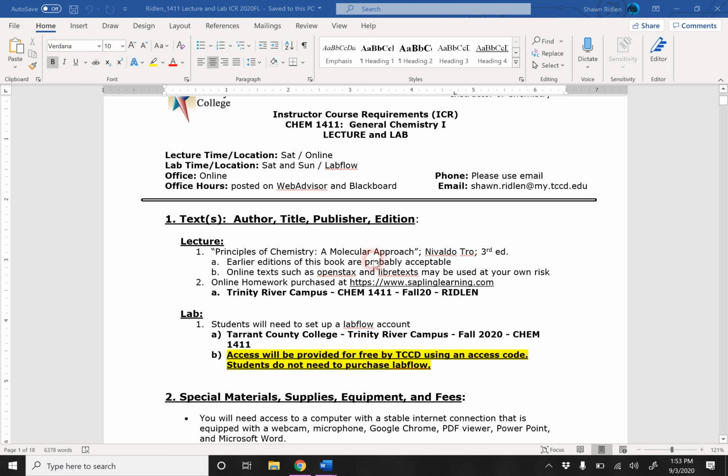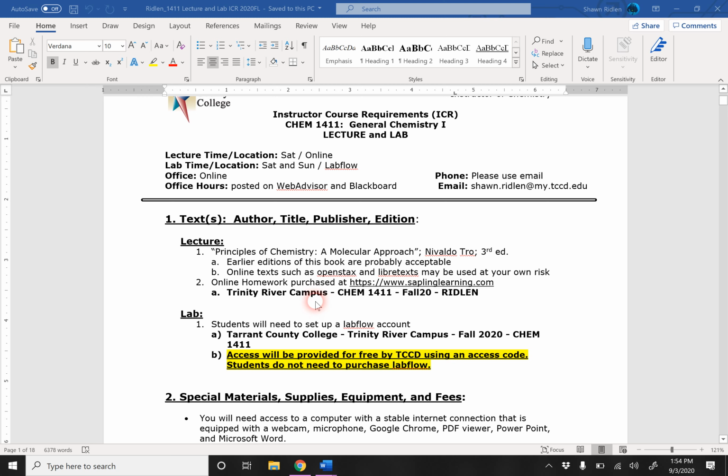And again, I do recommend these OpenStax and LibreText, but use those at your own risk because the chapters aren't necessarily going to be in the same order. And just to let you know what these are, they are a collaboration of many textbooks, and they've picked the best stuff out of all of them and put them together. Okay, but again, use those at your own risk, but you do not need to purchase a textbook unless you want to. For the online homework, this is the one thing that you do need to purchase is Sapling.